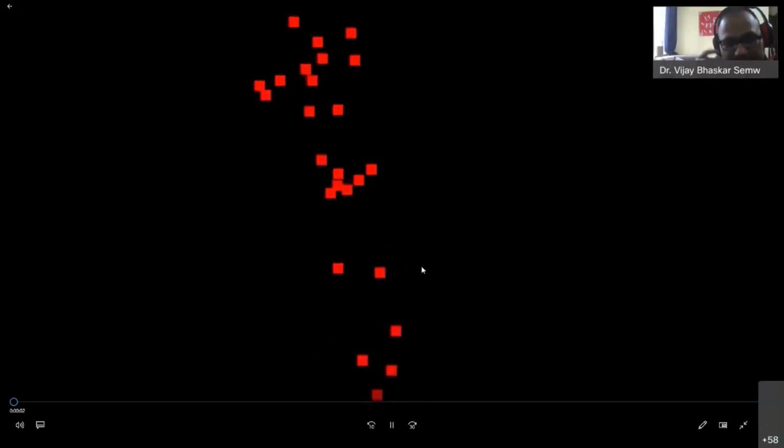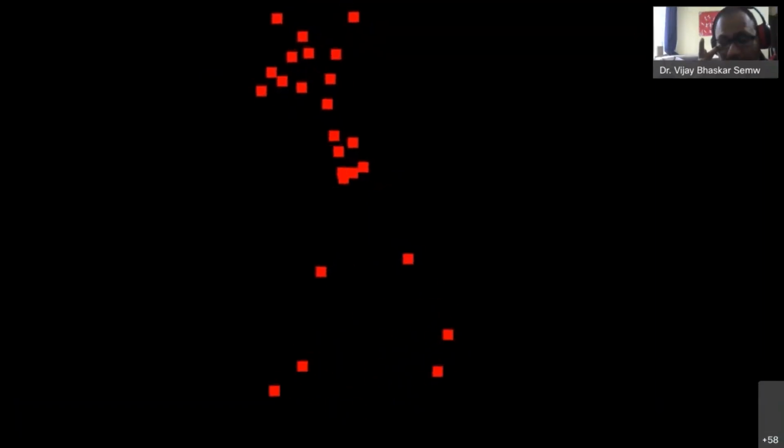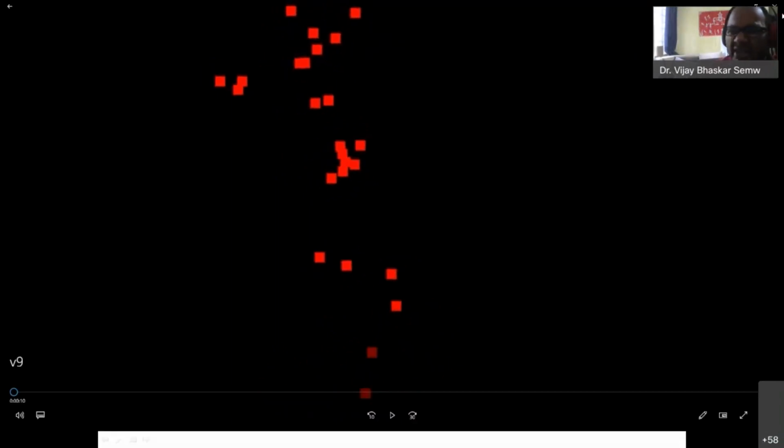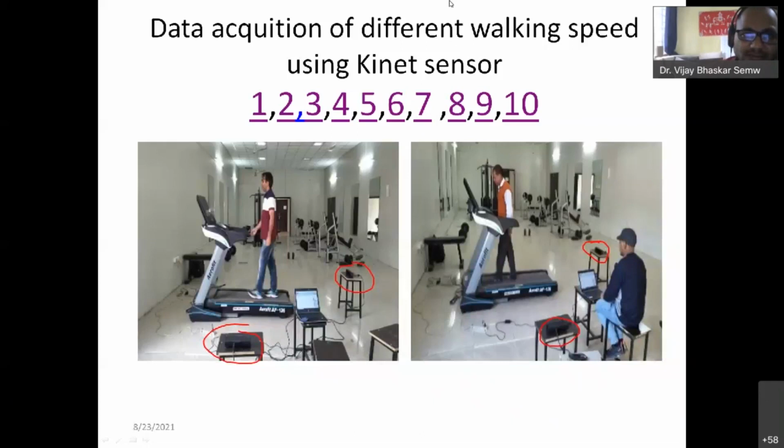This is on a treadmill, and I was running. So that is the data we have captured at different speeds on the treadmill. For human activity recognition, I'm using different sorts of sensors, whether wearable or Kinect sensors, which are not wearable, trying to acquire different sorts of activity related to the lower extremity, which ultimately utilizes the gait.